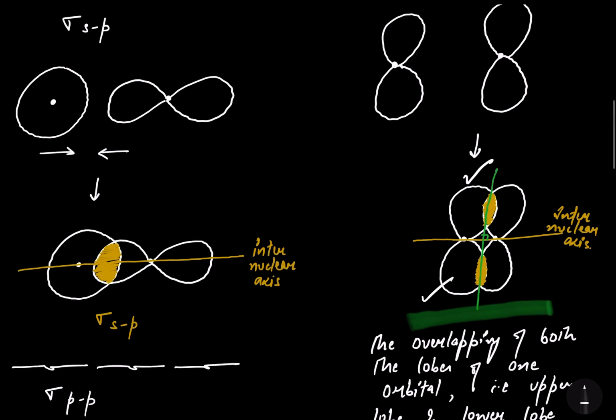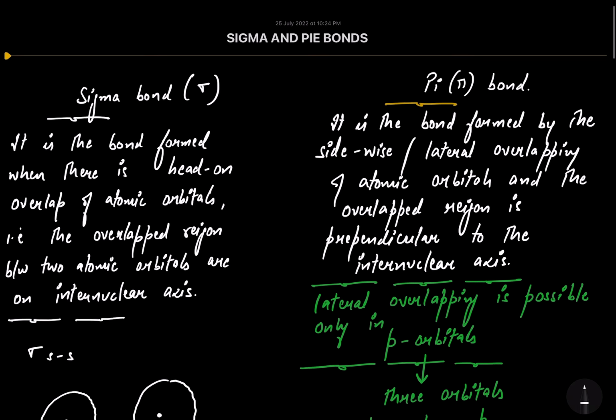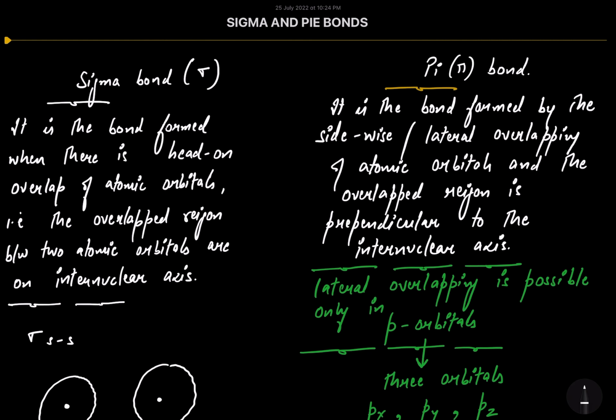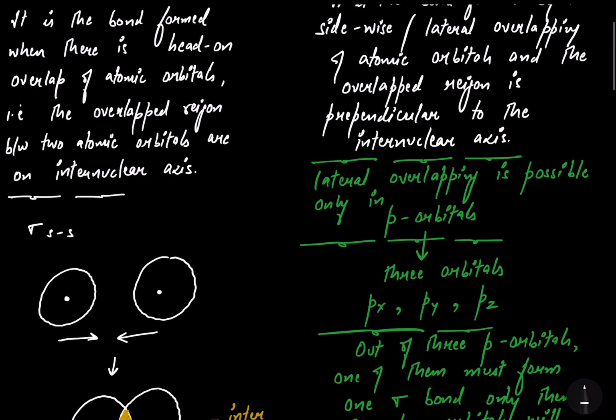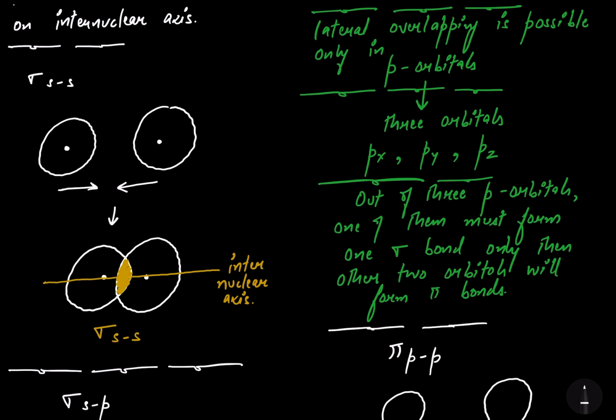So that's all for today. I hope you all understood today's lecture, in which the sigma bond is very much clear: head-on overlap, or when the overlapped region is on the internuclear axis, will give rise to a sigma bond. But for the formation of pi bond, we have one condition, that there must be at least one sigma bond. So pi bond is always formed mostly between the p orbitals, and we know that p orbitals are 3 in number: px, py and pz. Out of these 3, the one must form sigma bond, only then the other two will form the pi bonds.